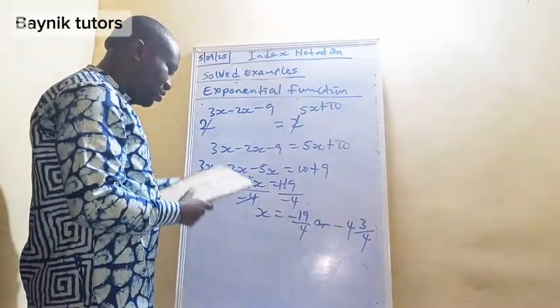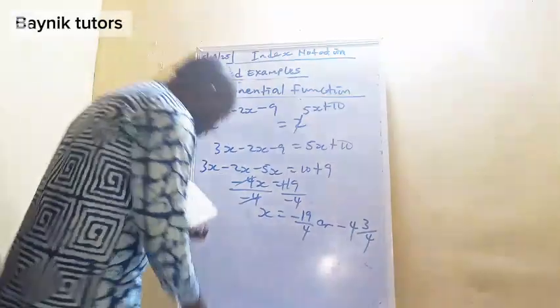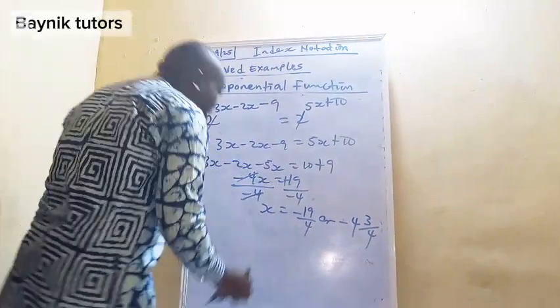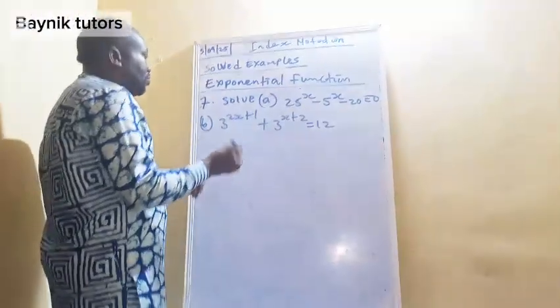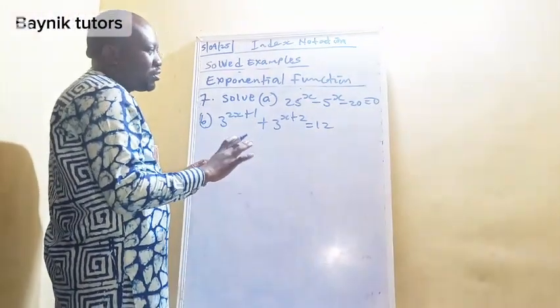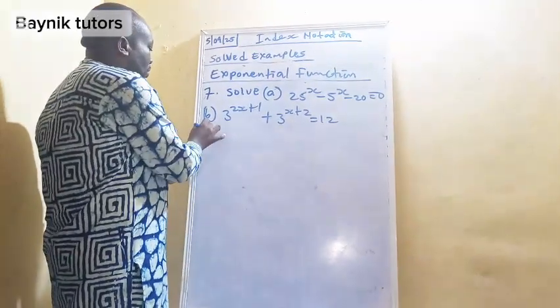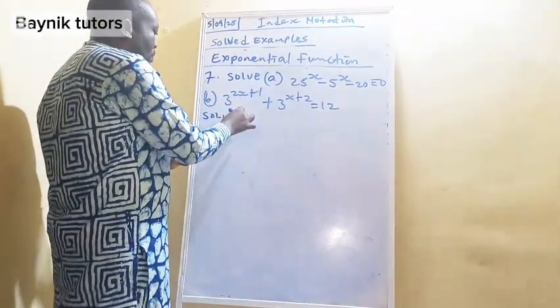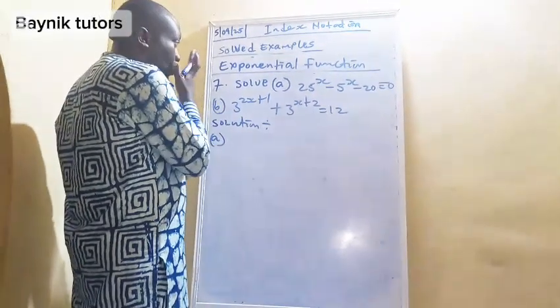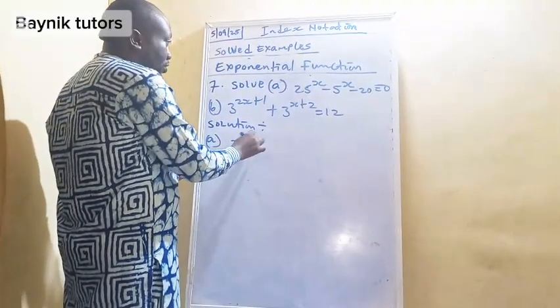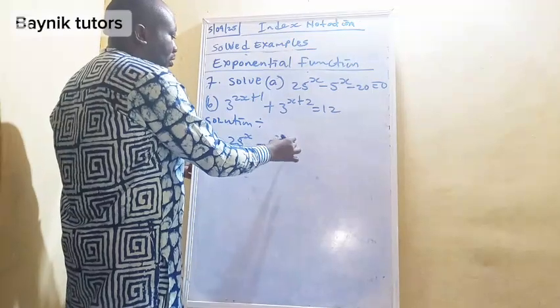So we'll continue. This is pure further mathematics, but very simple. Maybe for those who are preparing for exams, this will be expedient for you. We have 25 raised to the power x minus 5 raised to the power x minus 20.